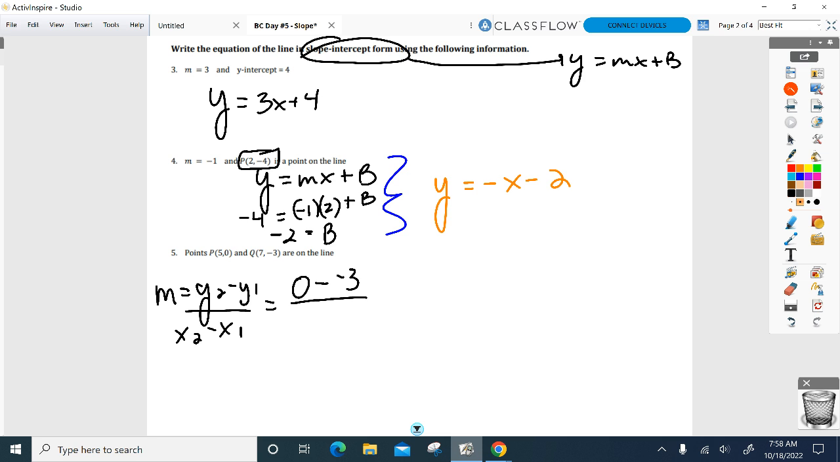My x coordinates. So 5. Yep. And negative 3. Oh, 7. 7, right? I got to go 5 minus 7. I can't go 7 minus 5. All right, let's keep grinding here.